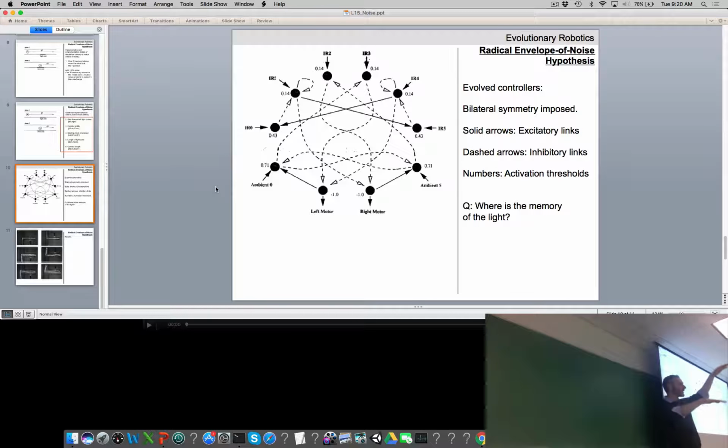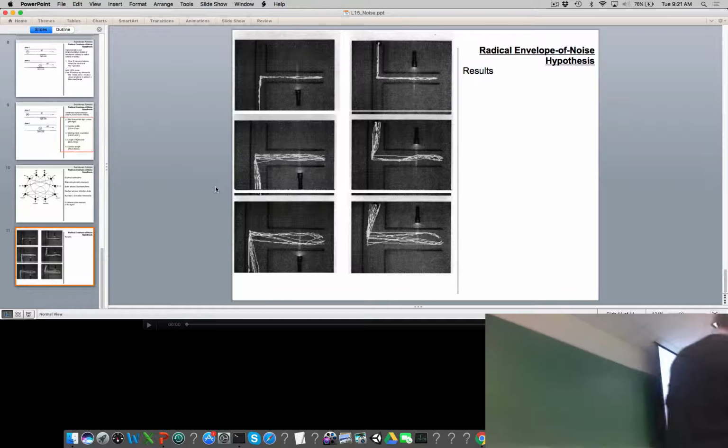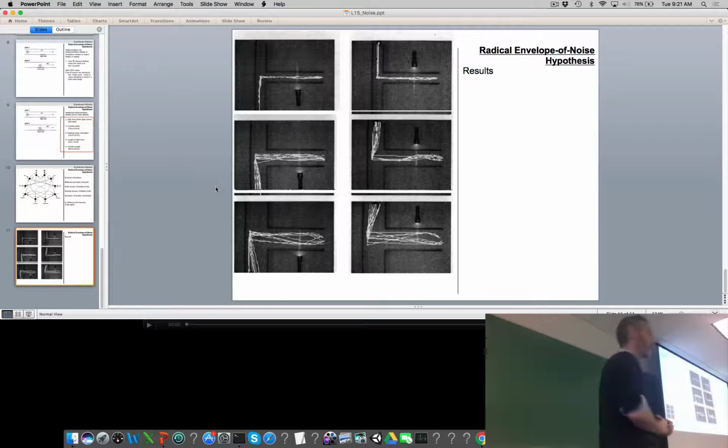It's holding the memory of which side the light is on. So this is one of the rare cases where we can actually look inside the brain of one of our robots and actually see the part of the brain that's computing some useful subfunction. Okay, all this build up as usual for six, unfortunately, poor images here.